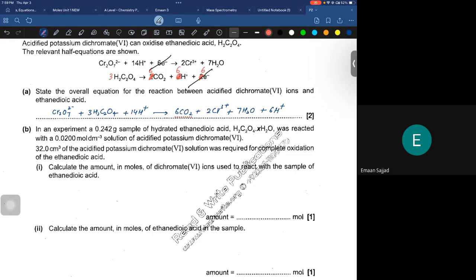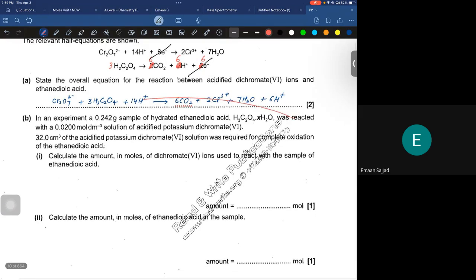Now see this question. It's easy, easy, easy. Try, then I'll tell you, okay?